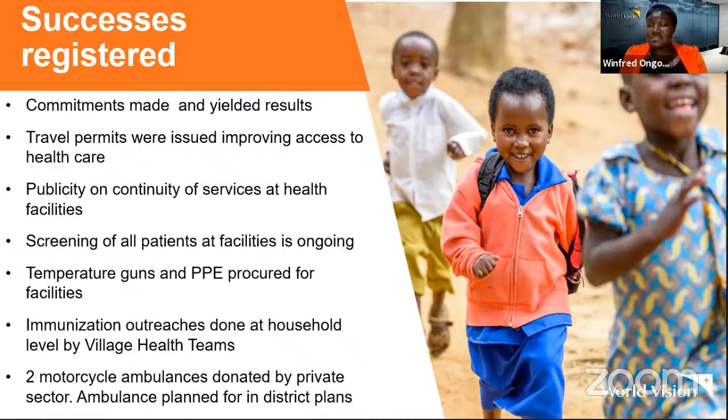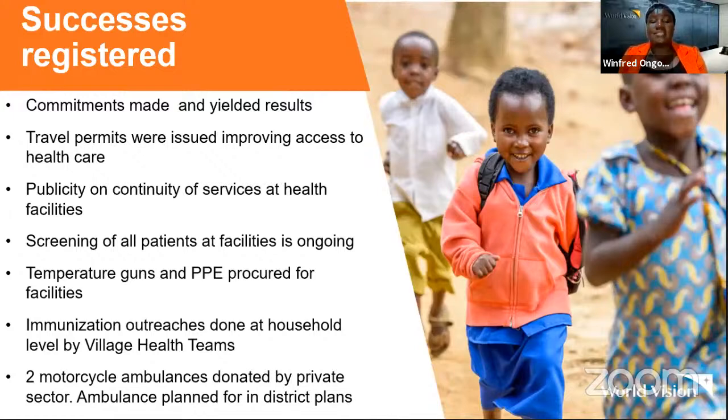Then publicity on continuity of health services. Very many of them said they didn't know there was continuity, it's all about COVID-19 for them. But then with the publicity using the community radios and village committee meetings, they got to know that actually we can still access the health facility for other issues. Screening of all patients at the facility is ongoing right now because they're able to procure temperature guns to check temperature, and personal protective equipment was procured for the facilities.